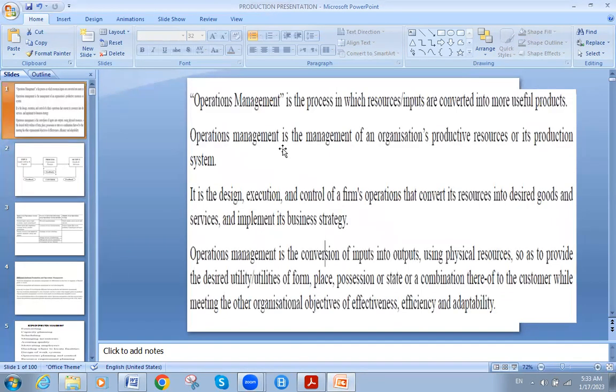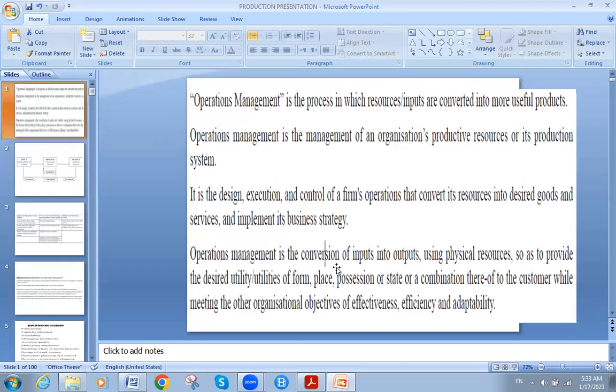Operation management is the management of an organization's productive resources or its production system. It is the design, execution, and control of a firm's operations that convert its resources into desired goods and services and implement its business strategy. So any one of those is fine. You can write only one of those, as long as you give the meaning, that it's changing inputs into outputs through a process. This is the meaning of operation management.